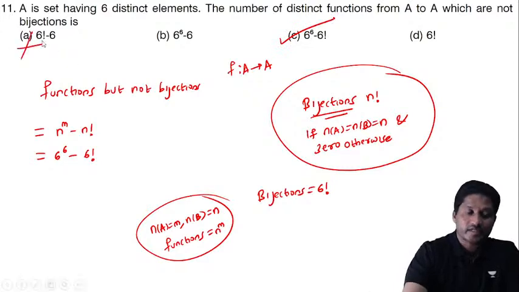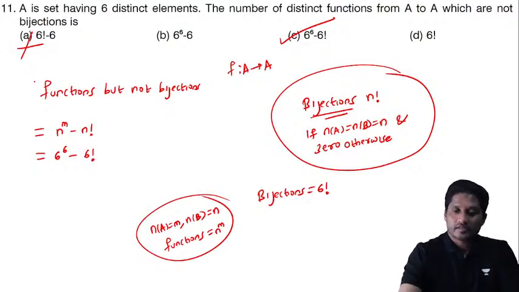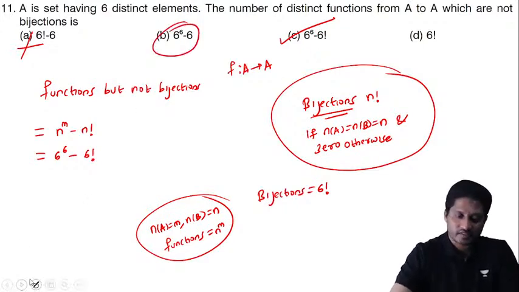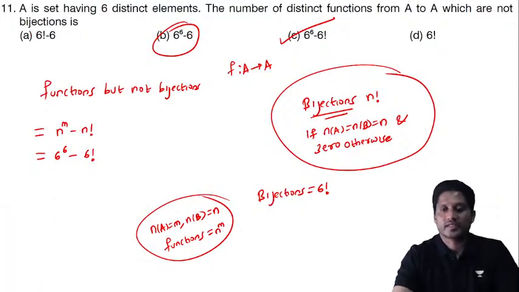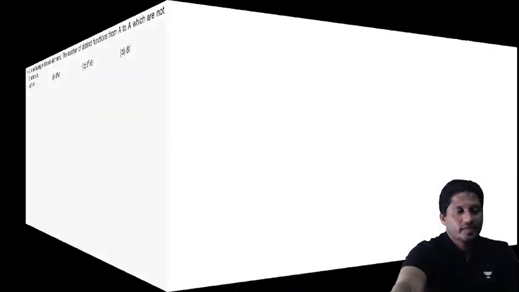It cannot be A. Option A is 6 factorial minus 6, but option C is 6 power 6 minus 6 factorial only. So obviously even this is ruled out. Option B is 6 power 6 minus 6. Option C is 6 power 6 minus 6 factorial. So the answer should be n power m minus n factorial. C only. Let's move to the next question.